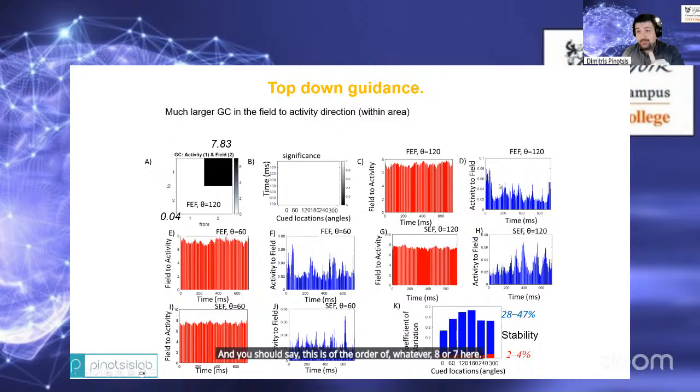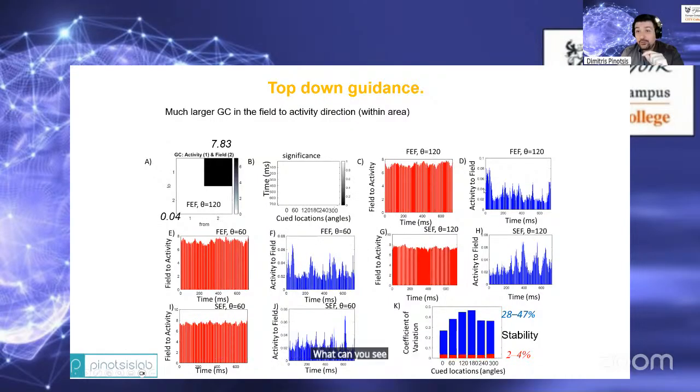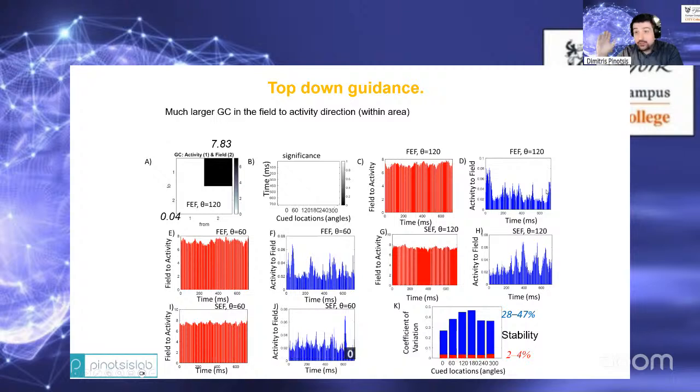And then you play the same game in the reverse direction. These are the blue bars, and this is for FEF, for recordings in FEF at a certain location, at a certain ensemble, 120 degrees. This is the theta you see at the top here. What can you see immediately? That there is an order of magnitude difference between the blue bars and the red bars. The red bars are about 6 to 8, and the blue bars are 0.02 to 0.06 or 0.08. So it's a huge difference.